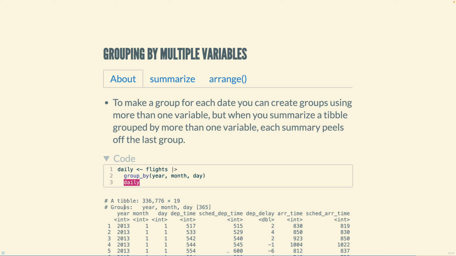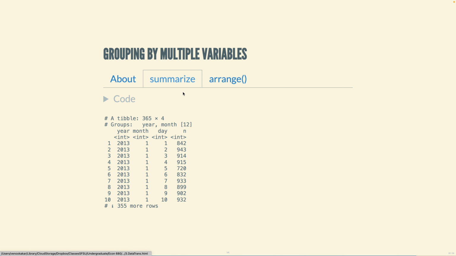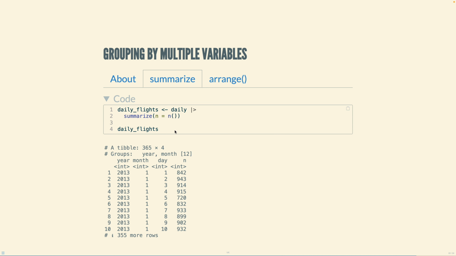Okay, and daily here, it'll tell you that R has created some groups by year, month, and day. So there's 365 groups. This is almost like telling R, treat each date as separate, right? So treat January 1st separate than January 2nd. That's what's happening when you try to do group by in this way, okay? Now by itself, it doesn't have value, but you can use that with summarize.